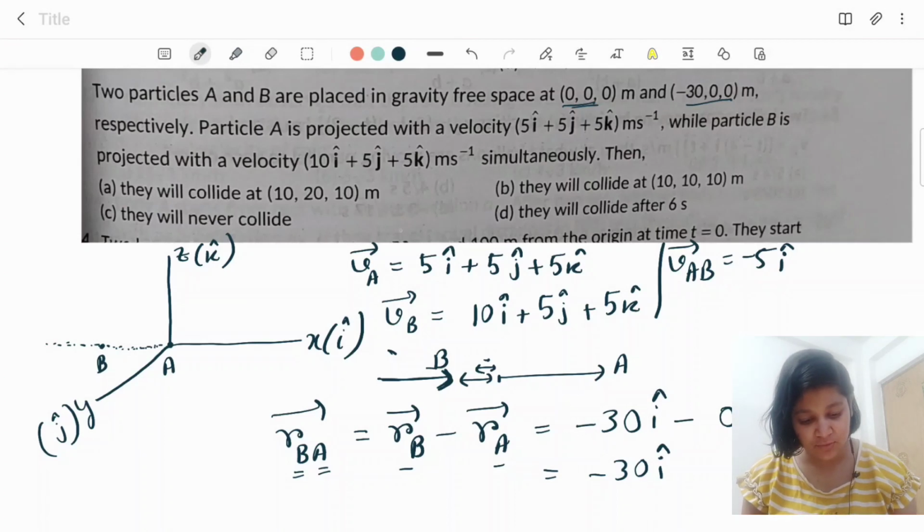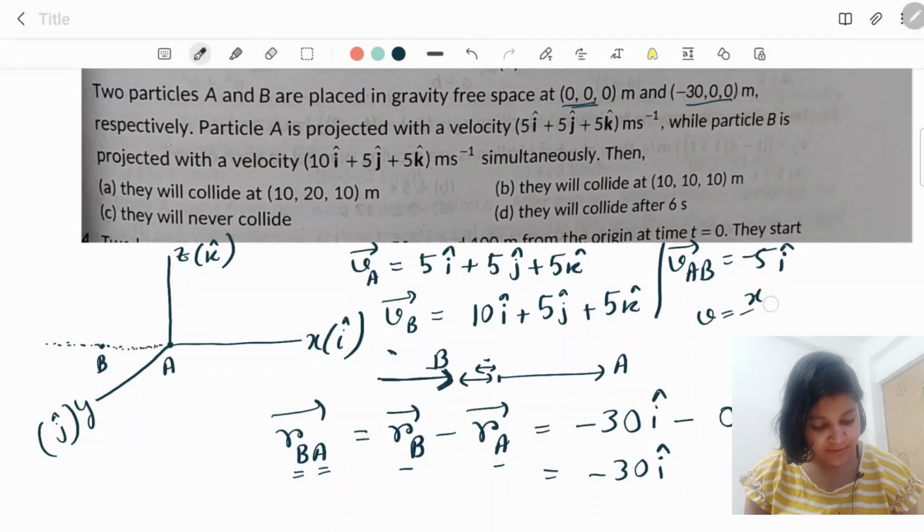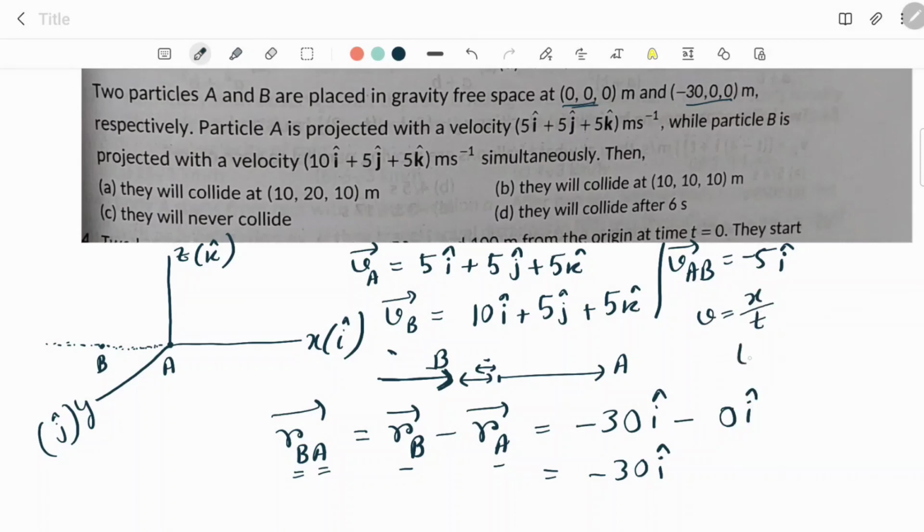Now they want to know after how much time they are going to collide. So we know that velocity is equal to distance divided by time, so time is distance divided by velocity. So here the value of our distance is 30, which is also called the modulus, and the modulus of velocity is 5. So it becomes 6 seconds. So they are going to collide after 6 seconds.